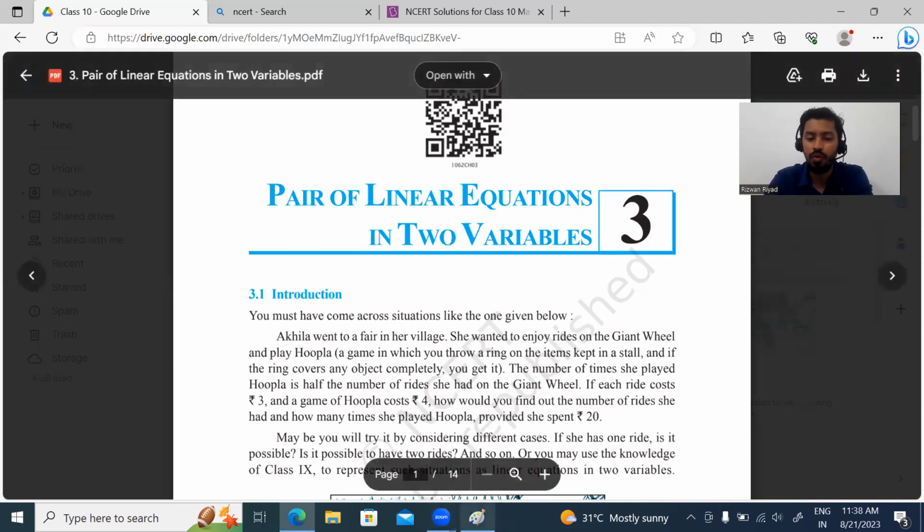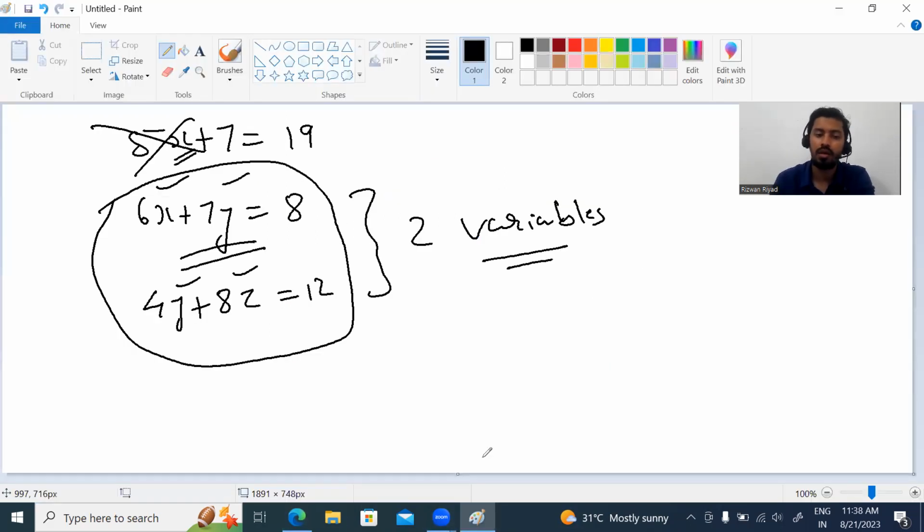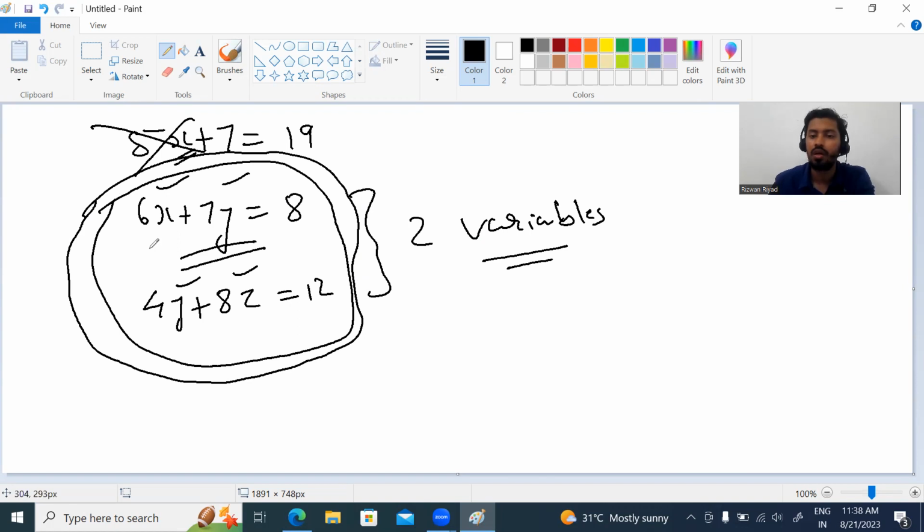For example, if you take these two equations together, this is an example of a pair of linear equations in two variables, because both are linear equations, both have two variables, and there are two of them. So in this chapter we are talking about this type of equation. If you want, I can give you one more example.